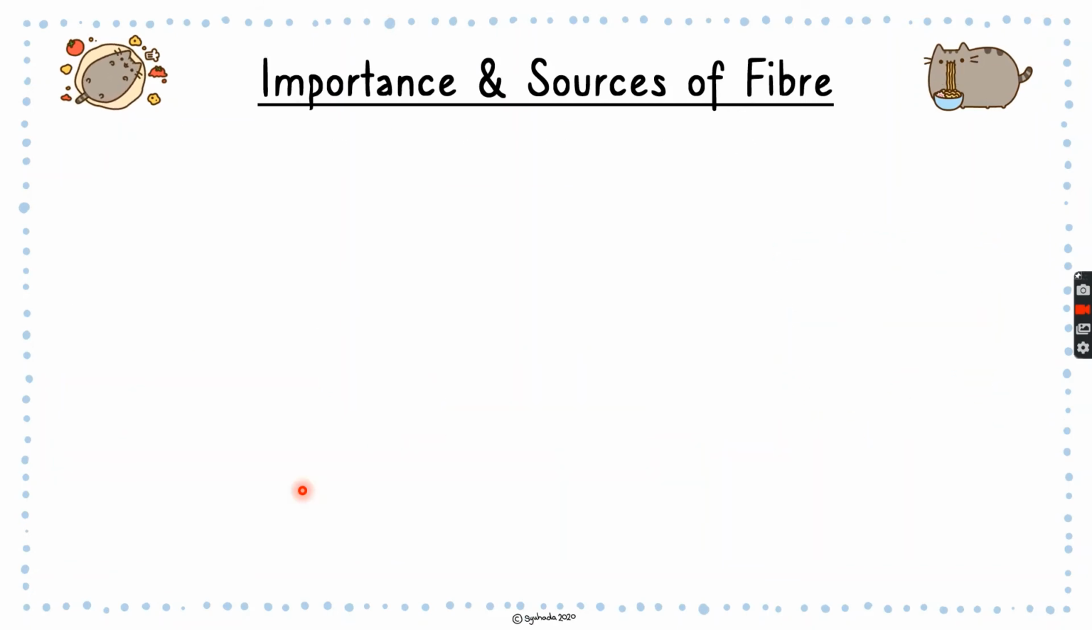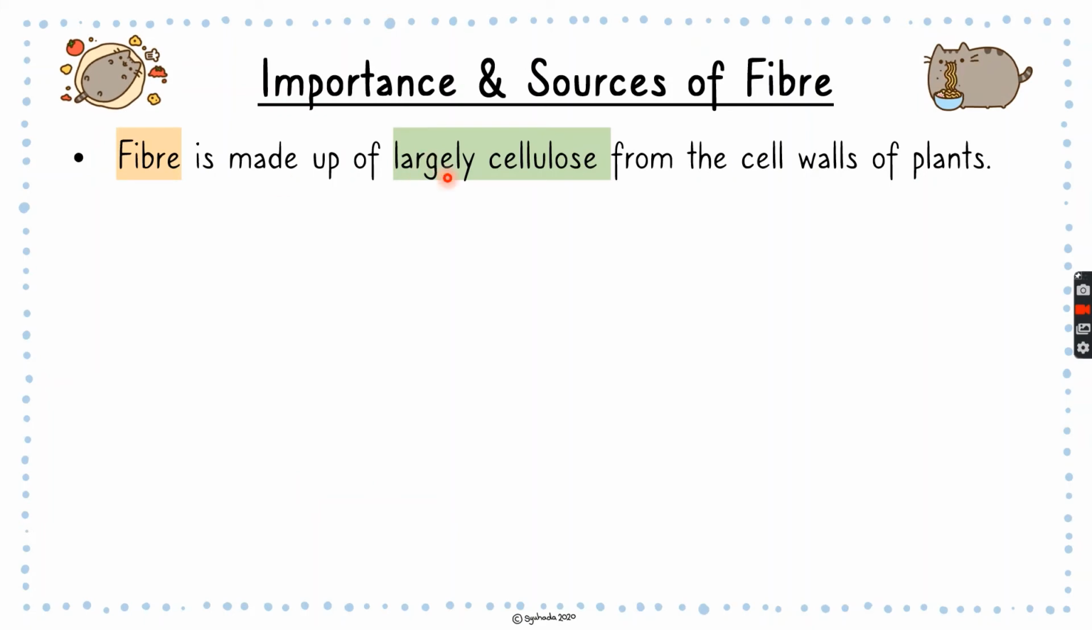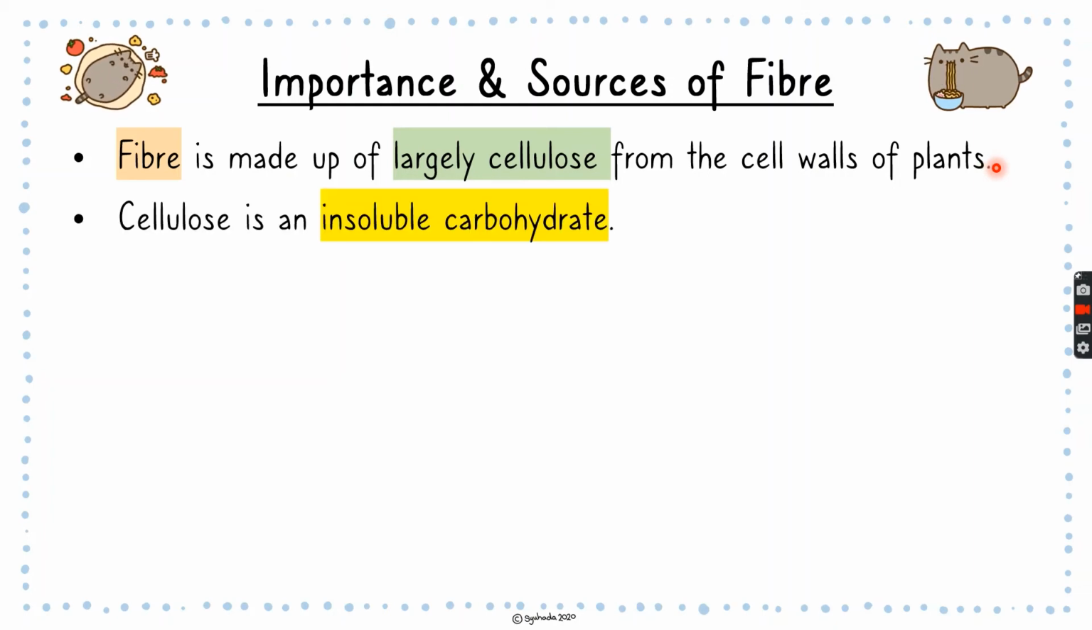Now we're moving on to fiber. Fiber is made up largely of cellulose from the cell walls of plants. So plants actually make this fiber. Cellulose is an insoluble carbohydrate. It means that it cannot be dissolved in water-based substances.